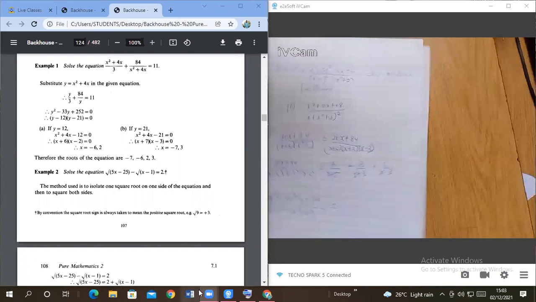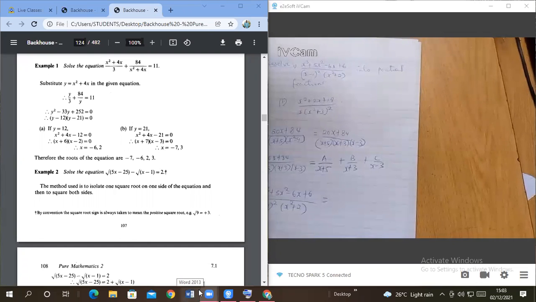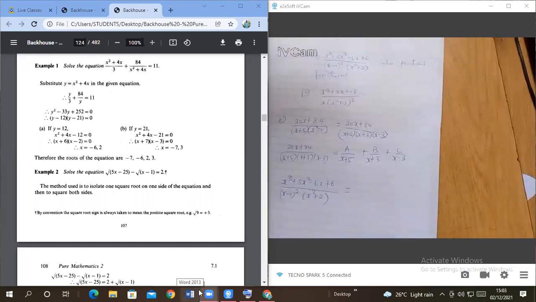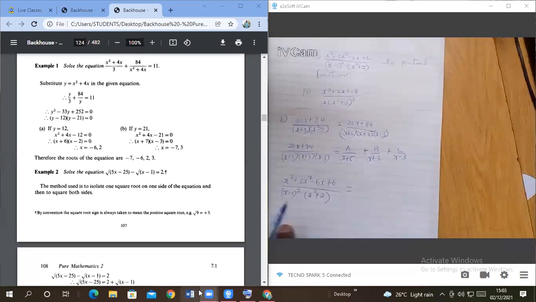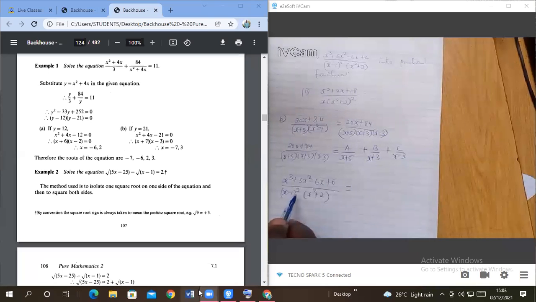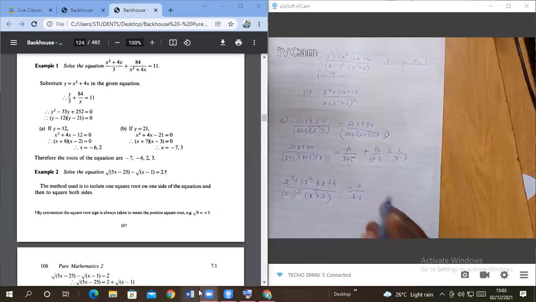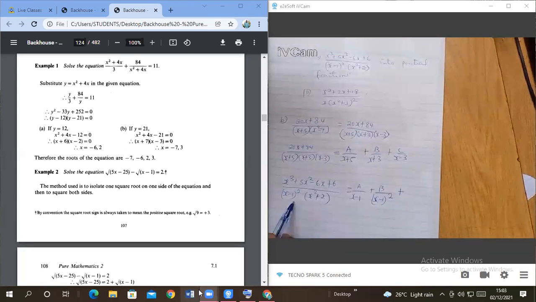So if it is quadratic, okay, thank you. It means we have to treat x minus 1 squared as a repeated linear factor. And therefore, since it's repeated twice, we shall have a over x minus 1 for the first time, plus b over x minus 1 for the second time. We are done with x minus 1 squared.